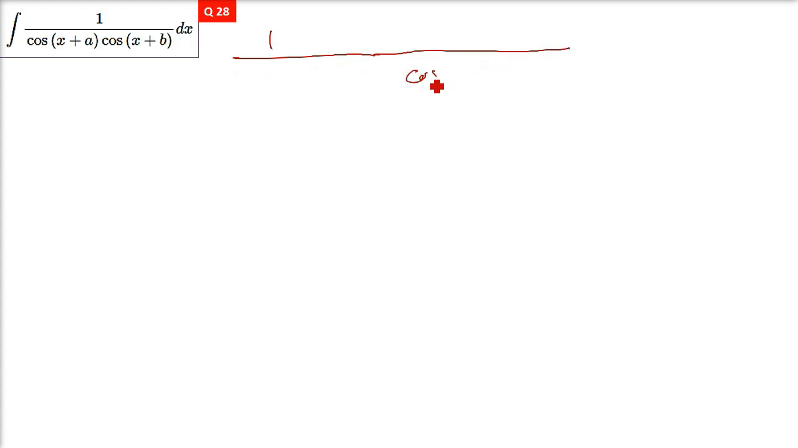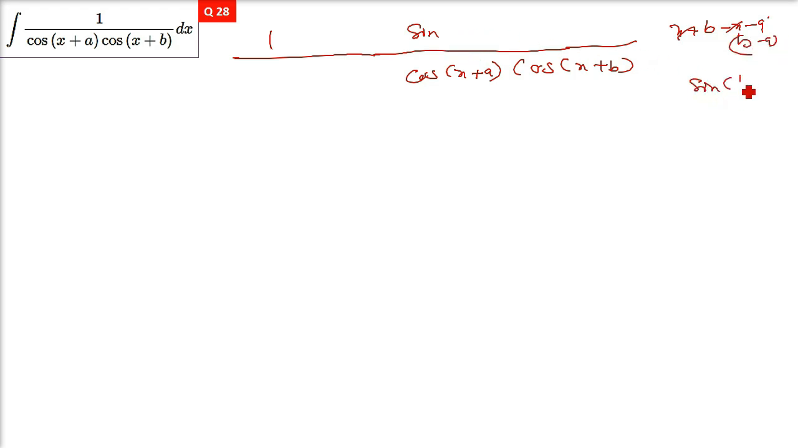I am writing cos(x+a) into cos(x+b) here, but I'm introducing something, and that introduction is sine. Now what do you see inside? (x+b) minus (x+a). What are you going to get? x gets cancelled, you get b minus a. So x plus b minus x plus a you can write, because x plus a and x plus b we already have in the denominator. So multiply numerator and denominator by sin(b-a), but this b minus a should be written like this: (x+b) minus (x+a). Similarly, if you have multiplied in the numerator, the denominator also should have sin((x+b)-(x+a)).